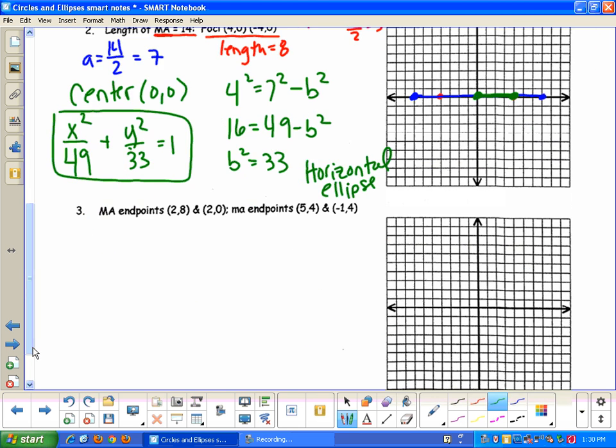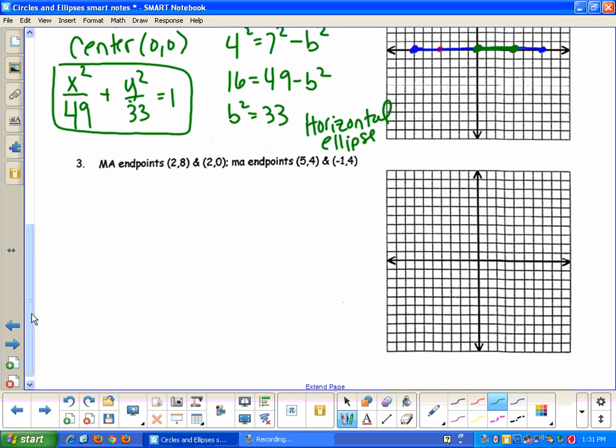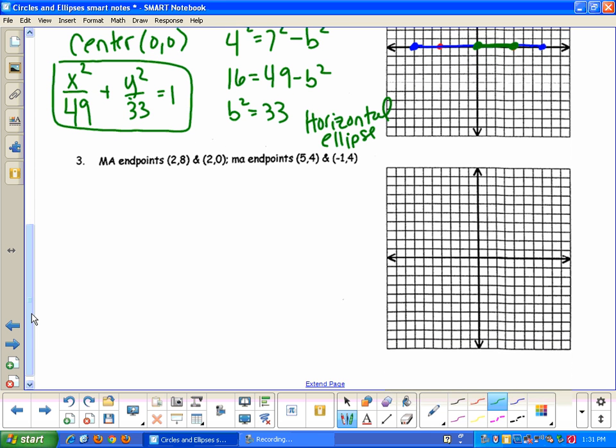So let's do one more. For this next one, it says the major axis endpoints are at 2, 8, and 2, 0. So I'm going to put those on my graph first. So here and here. So if that's the major axis, I can count the length of that. I know the length of that is going to be 8. And you can just count on your graph.